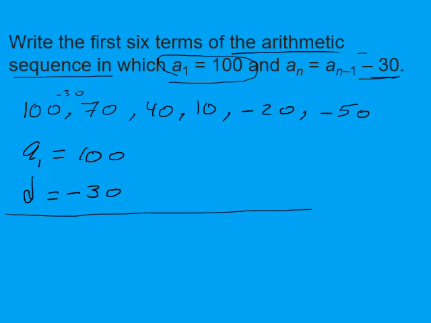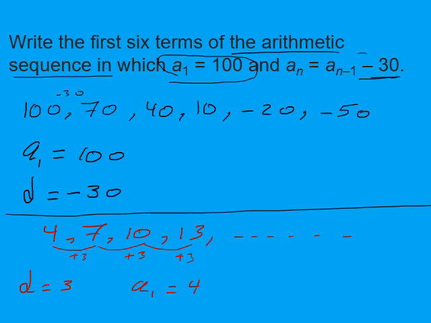Another example, if I have a sequence and this sequence is 4, 7, 10, 13, and so on, how do I know that it's an arithmetic sequence? If you are adding the same number every time or subtracting the same number every time, it's an arithmetic sequence. So as we notice, from 4 to 7, I add 3, and from 7 to 10, I add 3, from 10 to 13, I add 3. So every time I added 3, so the common difference here is positive 3, and the first term is equal to 4.